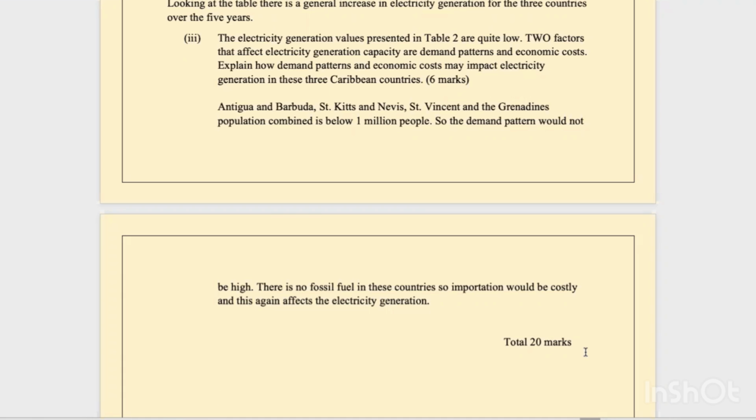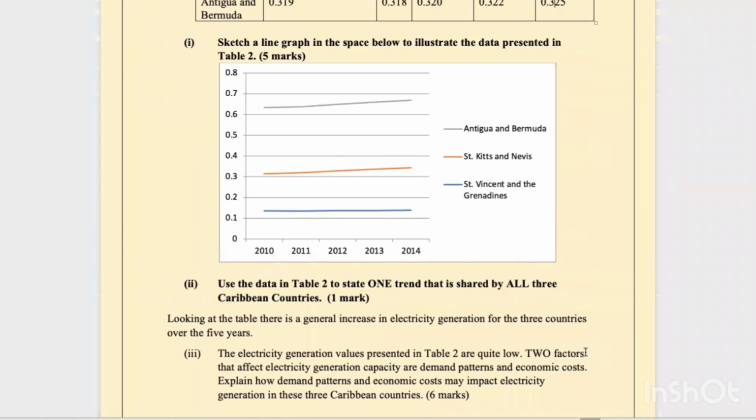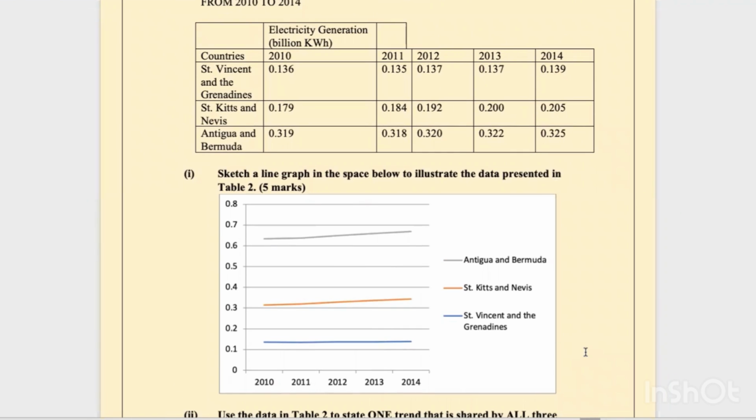So something to note about these 3 Caribbean countries, let's go back to the table. Something to note about these 3 Caribbean countries is that they are what we call countries of the Lesser Antilles, or small islands rather. Right, so the population of these countries combined is below 1 million people. So one would expect that the demand pattern would not be high for electricity generation, right? That's why the figures are so low, right? And when it comes down to economic costs, recall that there are no fossil fuel reserves in these countries up to date, right? So these countries would rely on importation of oil and natural gas. So this again affects the electricity generation.